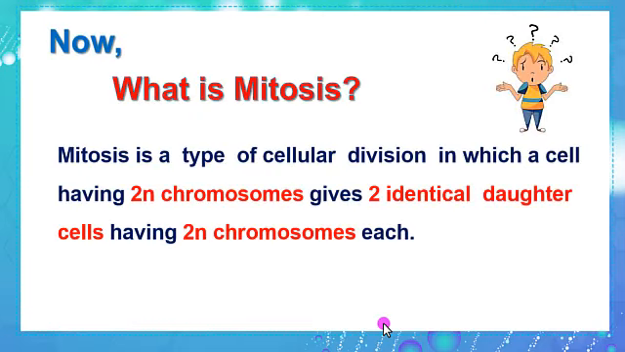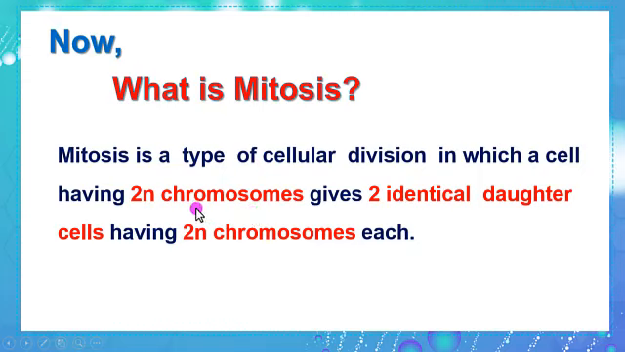Now, what is mitosis? Mitosis is a type of cellular division in which a cell having 2N chromosomes gives two identical daughter cells having 2N chromosomes each. It means that the cell with 2N chromosomes divides to give two daughter cells each with 2N chromosomes.